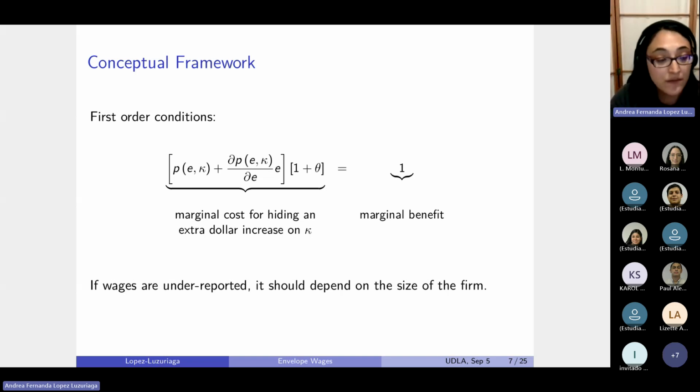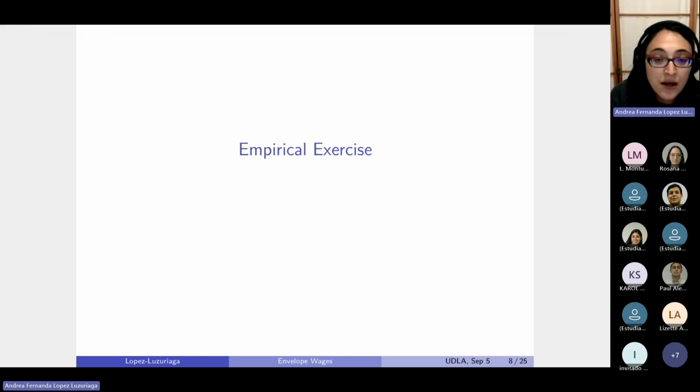So what we should expect to see, if there are wages that are underreported, is that they should have a correlation with the firm size. So it should be more likely to have underreported wages in smaller firms.